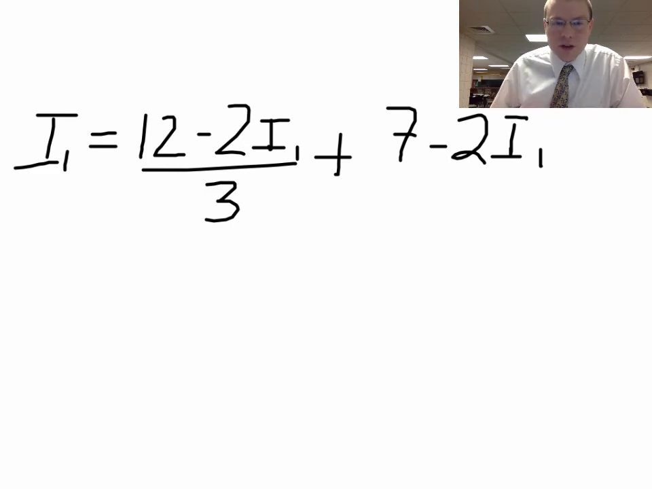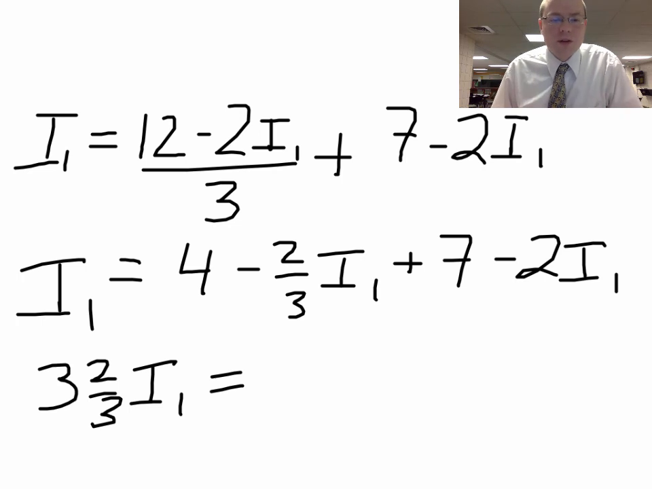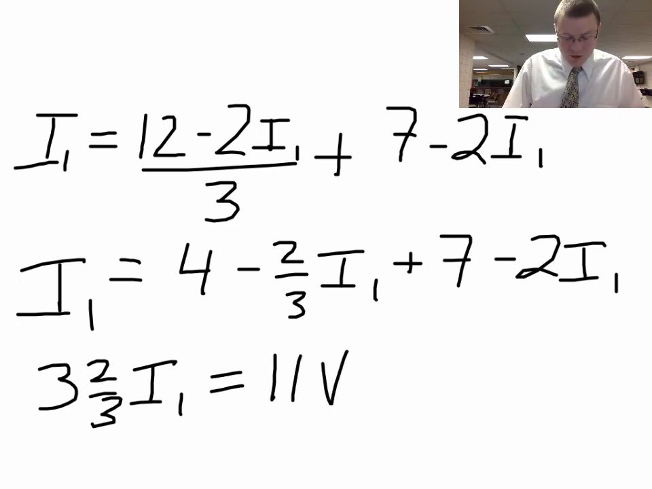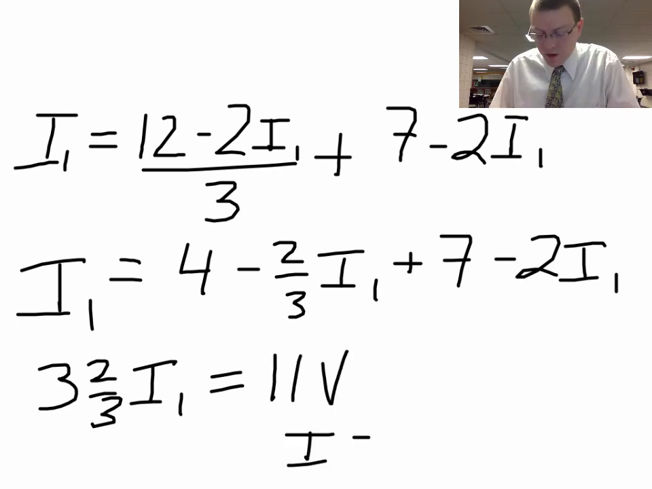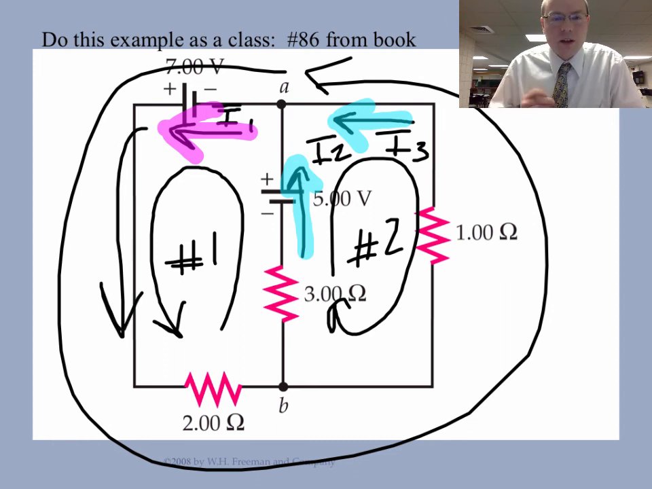So doing some simplification, I want to combine all my I1s together, so I'm going to have to move my negative 2 and my negative 2/3. That gives me 3 2/3 I1 equals 11. If I want to solve for the current in the first one, you end up with I1 being about 3 amps. First setup, I1 is 3 amps that's going to walk out of that 7-volt battery. That 3 amps is going to walk across that 2 ohm resistor, but then that 3 amps is going to have to split up.